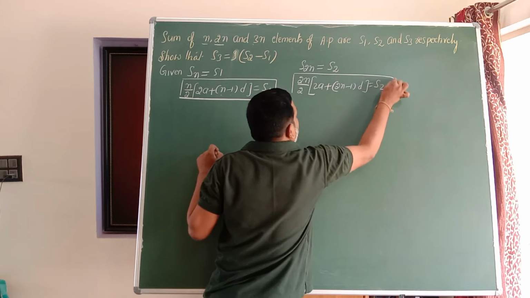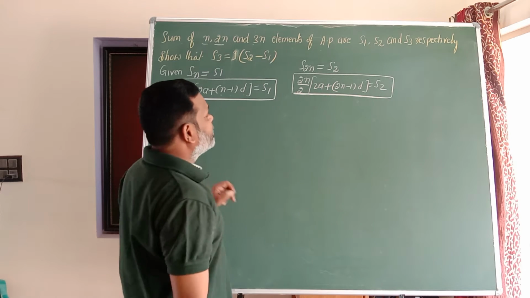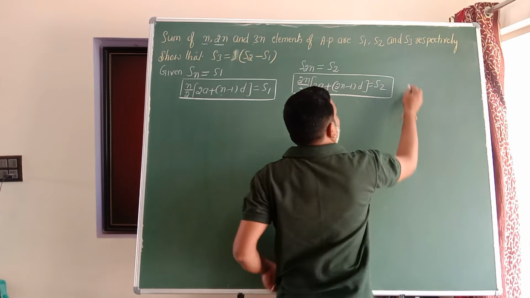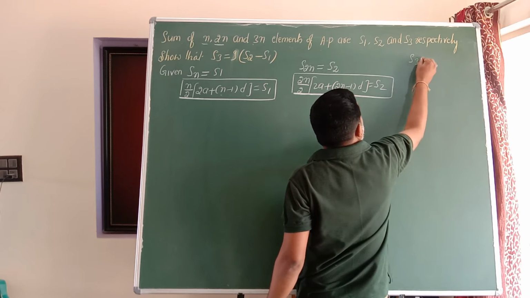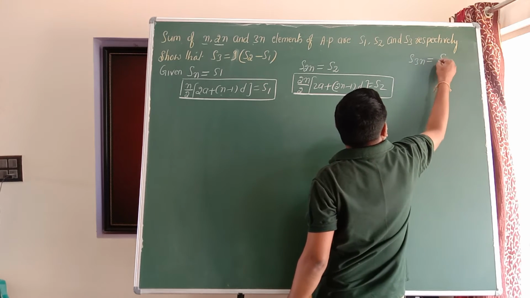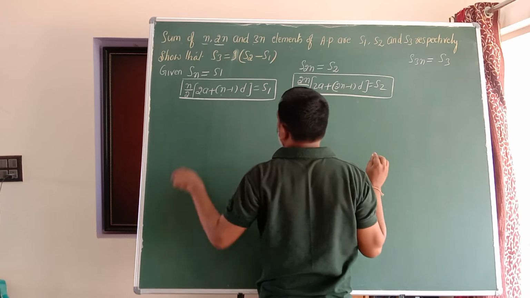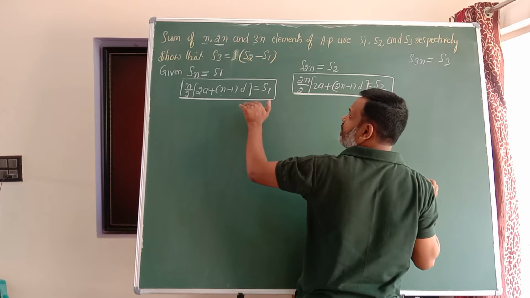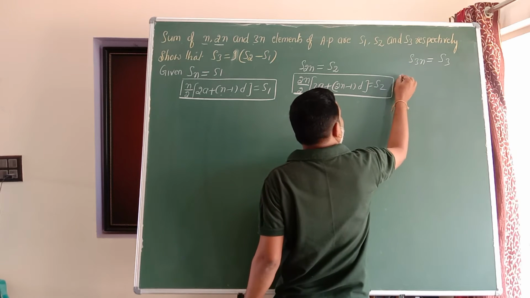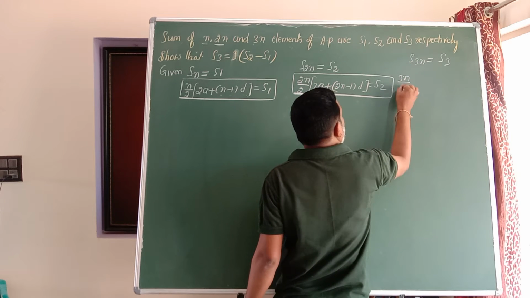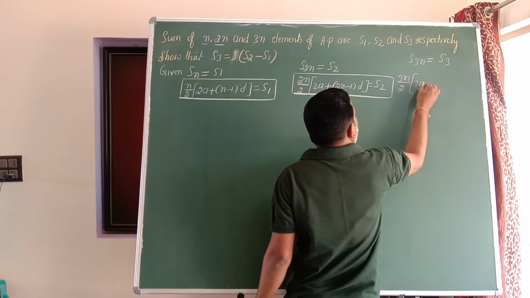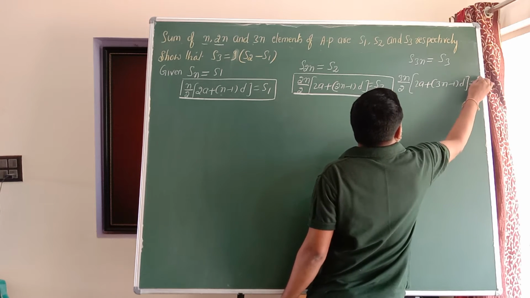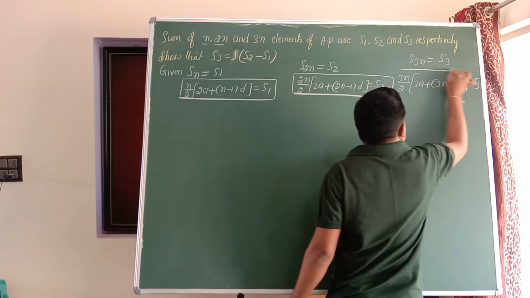Keep it on one side. Another thing they are given, the sum of 3n elements is S3. We have the formula Sn is n by 2 into 2a plus n minus 1 into d. So S3n is 3n by 2 into 2a plus 3n minus 1 into d, which is S3.